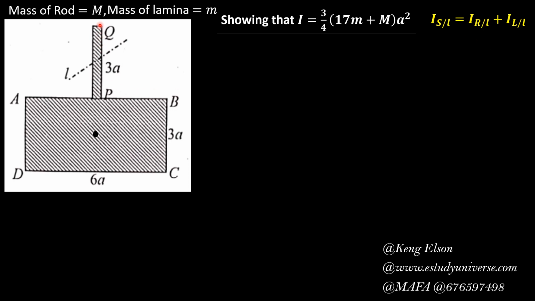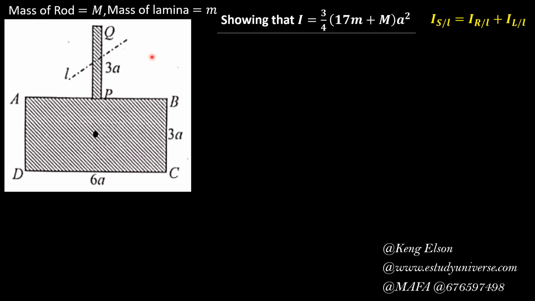The moment of inertia of this rod about the axis L is just the moment of inertia of the rod about an axis passing through the center of the rod and perpendicular to the plane of the rod. Since they told us that the axis L is perpendicular to the plane of the lamina, and the plane of the lamina coincides with the plane of the rod, this axis is also perpendicular to the plane of the rod. And how do I get the moment of inertia of a rod about an axis passing through the center of the rod and perpendicular to the plane of the rod?